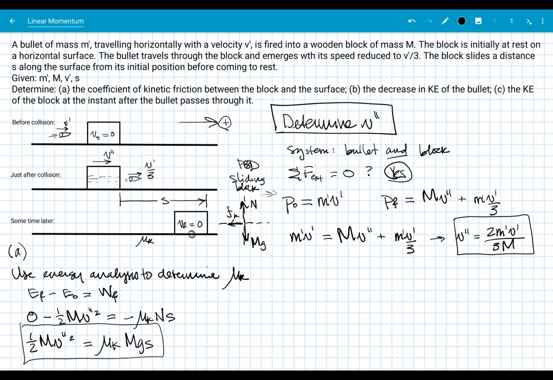Part B asks us then the decrease in kinetic energy of the bullet. And I guess I'm not really clear in this problem about what I'm asking for. But I guess I don't ask for a percentage. I'm asking like what is the amount of decrease. So I think maybe that's what we're after here.